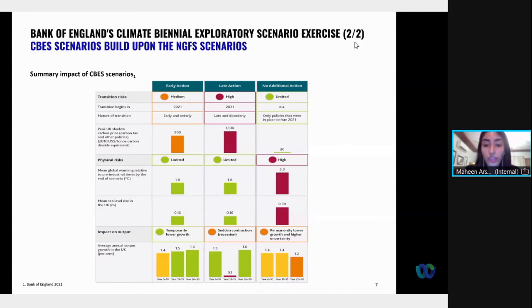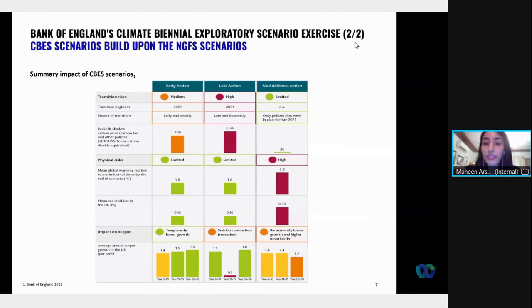And the no additional action scenario is where no new policies are introduced, which will, even though it results in low transition risk, still leave the physical risks pretty high. I would like to really quickly explain how these scenarios differ from the NGFS scenarios. So these scenarios have been modified from the standard NGFS scenarios in a few ways.